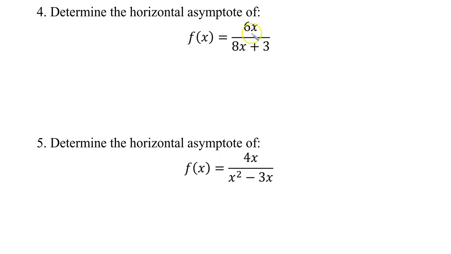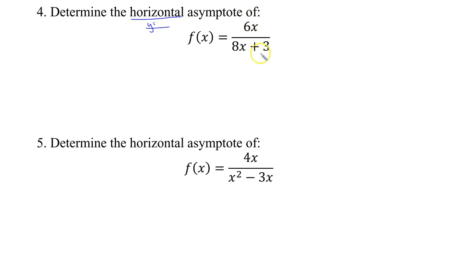So let's look at this first one. Our rational function is 6x over 8x plus 3. Once again, we're looking for the horizontal asymptotes. A horizontal asymptote is going to be a y equals to something equation.